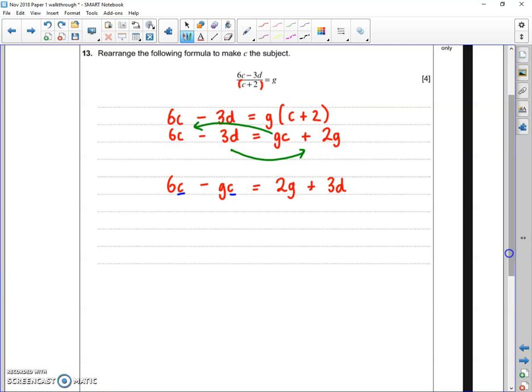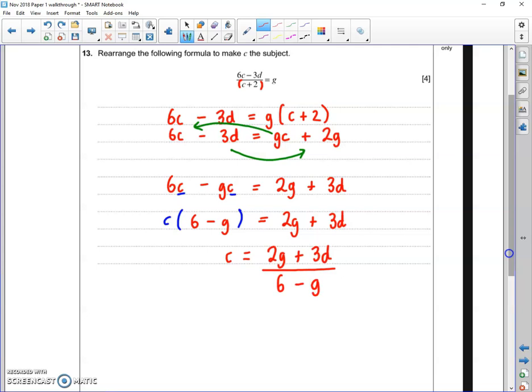And the way to do that is to factorise C outside of some brackets. Then left inside your brackets is 6 minus g, and on the other side is 2g plus 3d. To get C on its own, we're going to have to divide by that bracket, 6 minus g, because it's multiplying at the minute. So 2g plus 3d, all divided by 6 minus g.